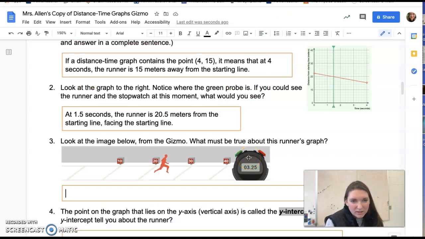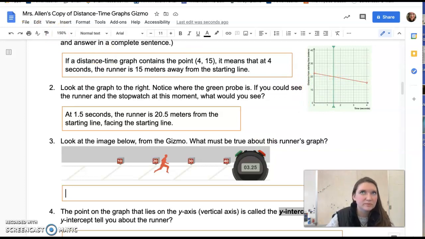So then number 3, look at the image below from the gizmo. What must be true about this runner's graph? So if we're charting time on the x-axis as the independent variable and distance on the y-axis as the dependent variable, then it looks like at 3.25 seconds, the runner is at 25 meters. And we can tell, because we can see the difference of that slope there, that he's going away from the finish line.